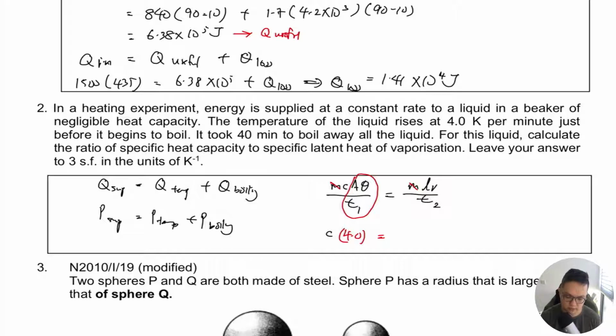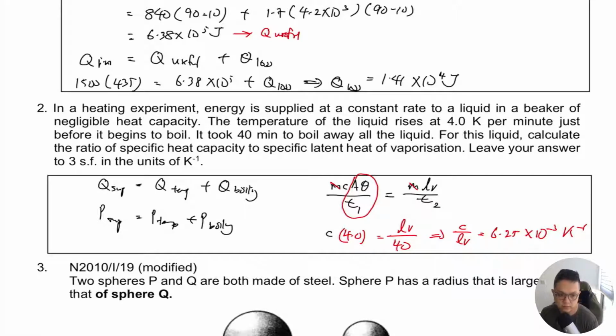Okay, let's go back to the other color. So we don't know Lv, so we just write Lv here. And then we have T2. T2 is how long? 40 minutes, so just write 40 here. Alright, and then if you rearrange this, you should get to this point where you have c over Lv is equal to 6.25 times 10 to the negative 3 per Kelvin.